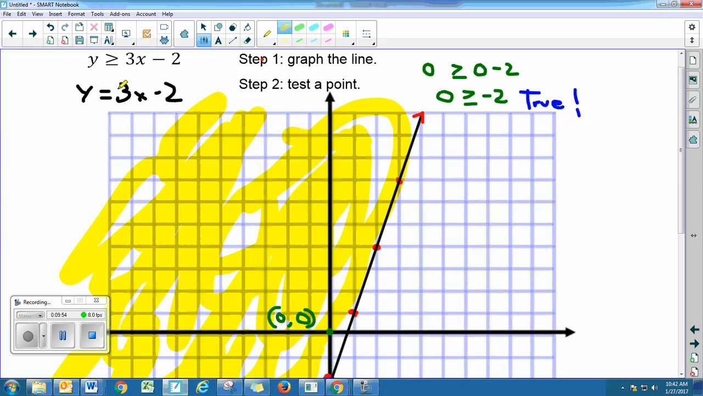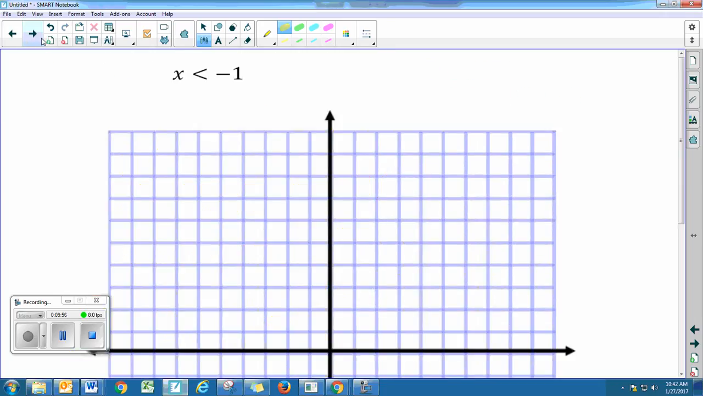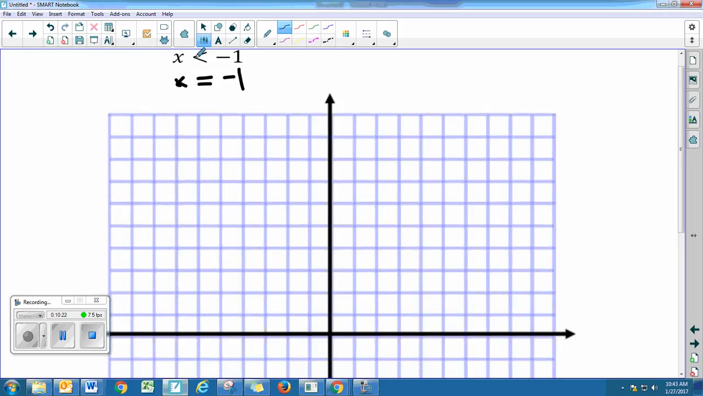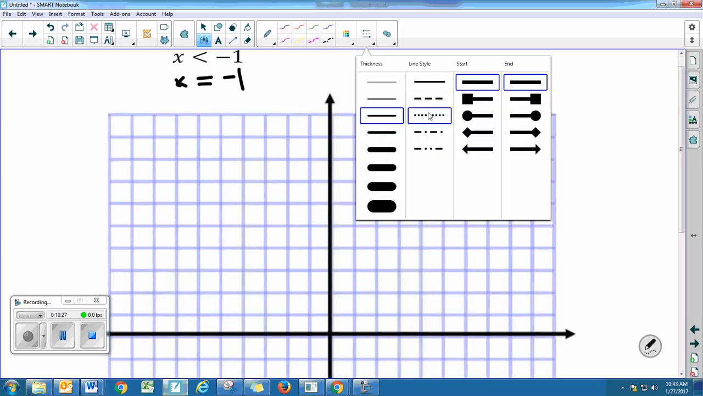Let's try one more example. x is less than negative 1. Step 1: graph the line. So I'm going to graph x equals negative 1. Right here is where x equals negative 1. But before I draw it, I see that this is just less than, so my line actually has to be dotted.